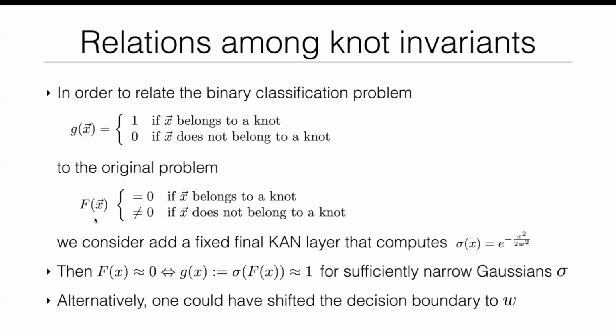function F that I've tried to learn by pumping it through a very narrow Gaussian, because this G will be 1. If I take a Gaussian that's centered around 1, I know that f of x is 0 if this sigma of f of x is close to 1. And this means then that g of x is a good predictor, because it will be close to 1 if f of x is 0, and it will be close to 0 if f of x is not equal to 0.